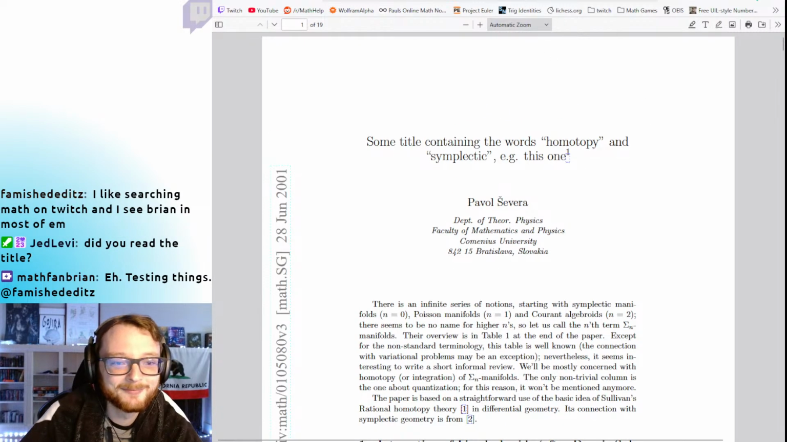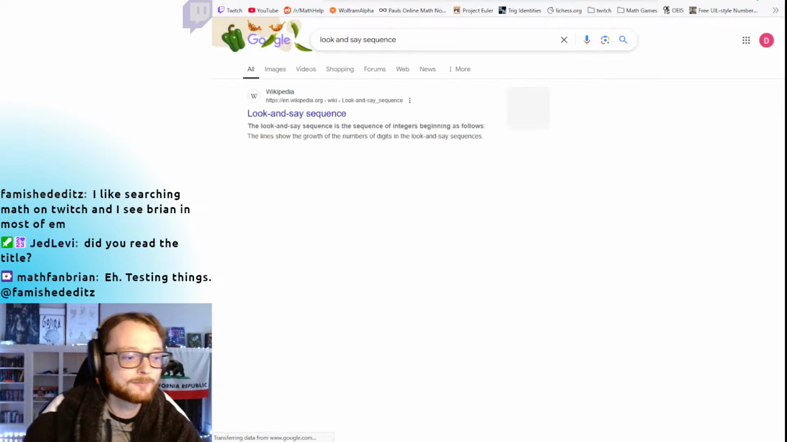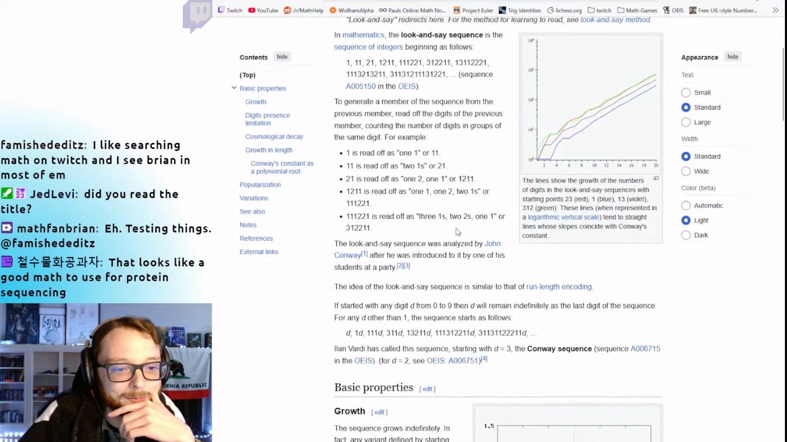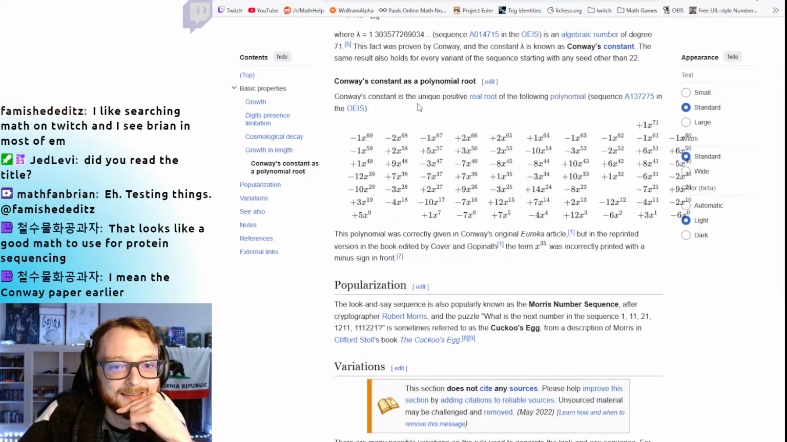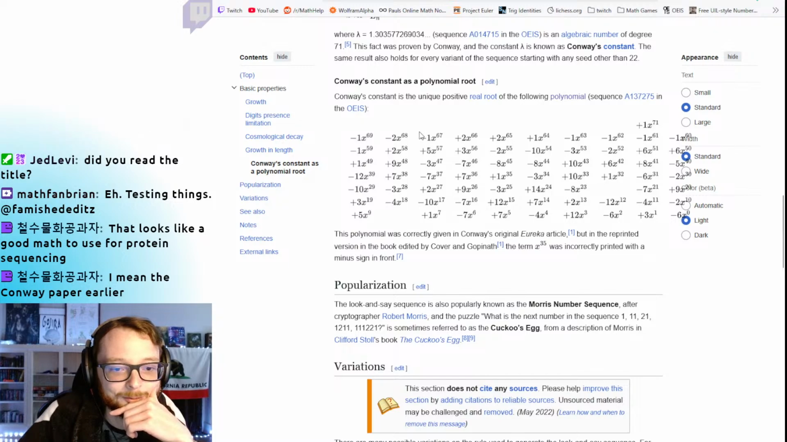That's funny. Wait. Look and say sequence. Good math to use for protein sequencing? Wait, is there a joke in there that I'm not getting? The Conway one? Yeah, that's what I was thinking of, but I wasn't even actually reading it. I was just looking at the pretty pictures. Not a joke. Oh, okay.